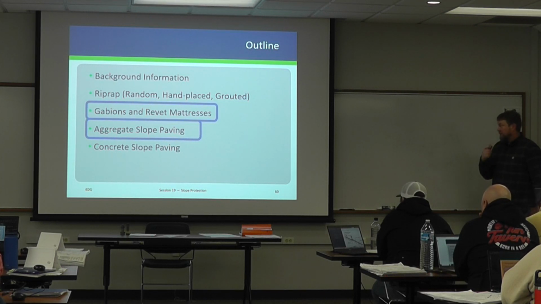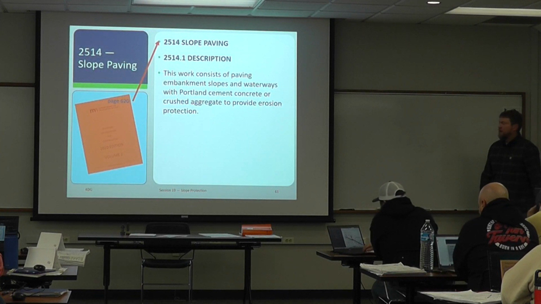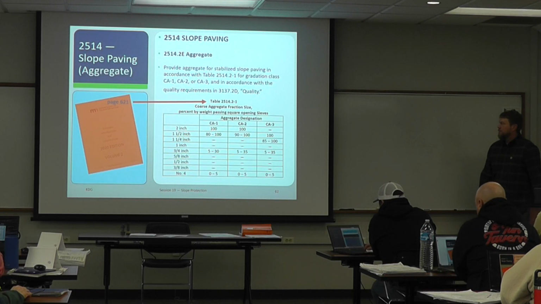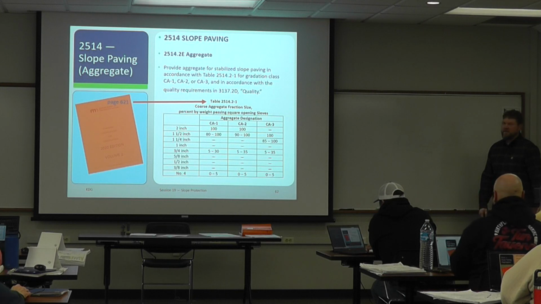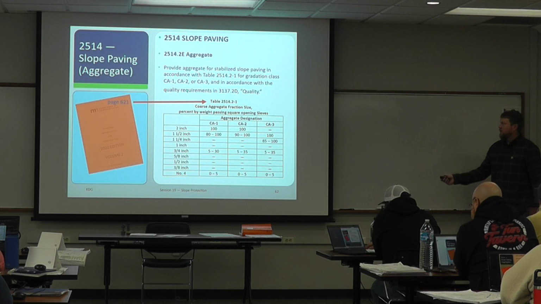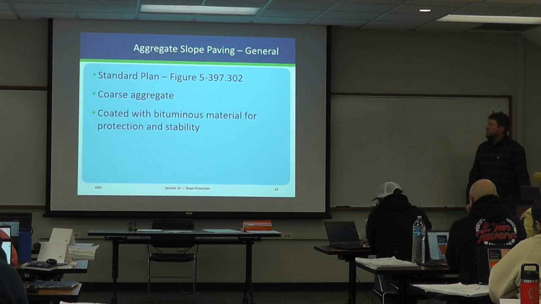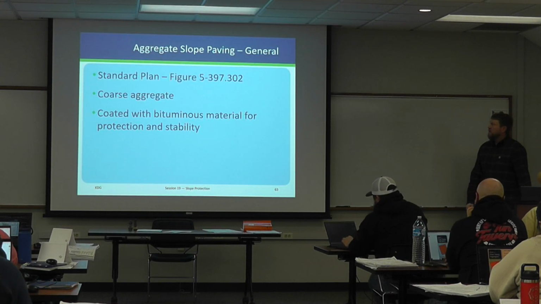Aggregate slope paving we'll cover next. Like I mentioned at the beginning, aggregate and concrete are covered in 2514. So here's a table that includes the material characteristics of the aggregate to be placed. There's 3 different types with a little bit different gradations, obviously. The contractor can use any of the 3. I just want to let you know. They should let you know before they fix it, obviously.